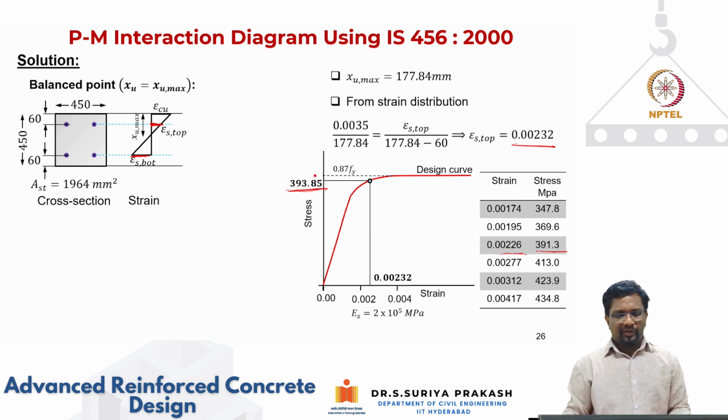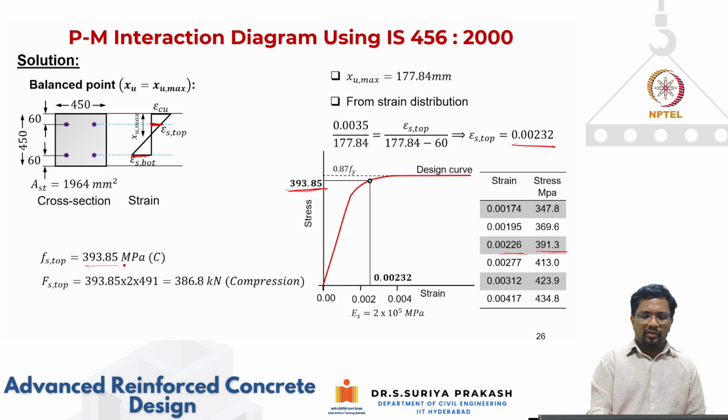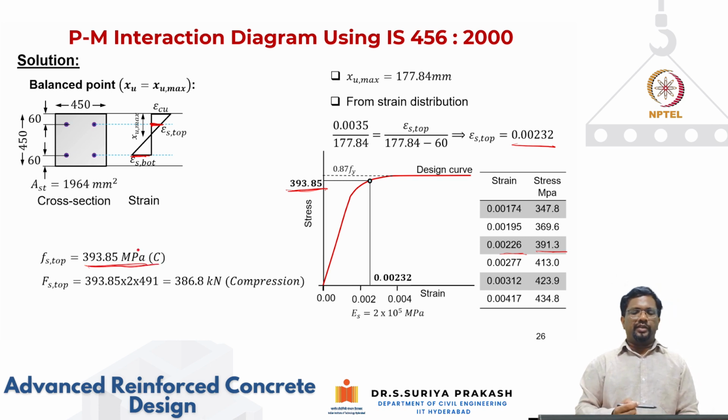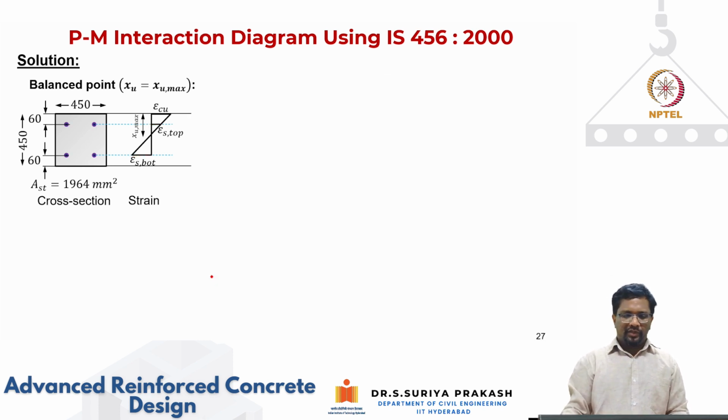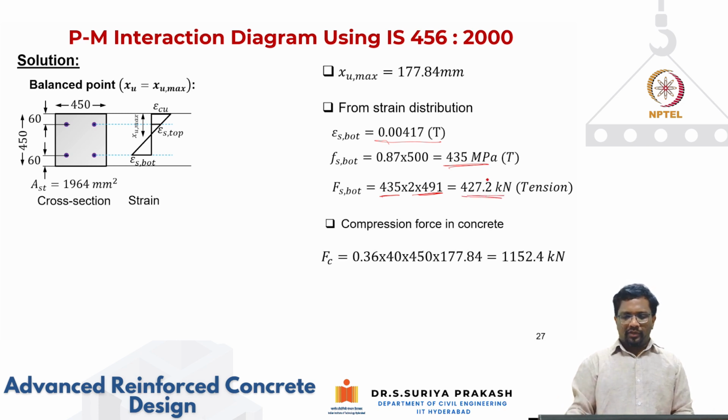So now that you have the strains, you can get your stresses. The top steel is in compression at 393.85. The force from the compression steel is going to be the stress multiplied by the area, so you get a force of 386.8 kilonewton. Similarly, I can calculate the tension strain, which is 0.00417, and that means it is yielding. We know it is a balance condition, so it is going to be epsilon y, which should give a stress of 0.87 Fy. Then the force is going to be area of steel multiplied by the stress. You get 427.2 kilonewton. So now you have all the forces.